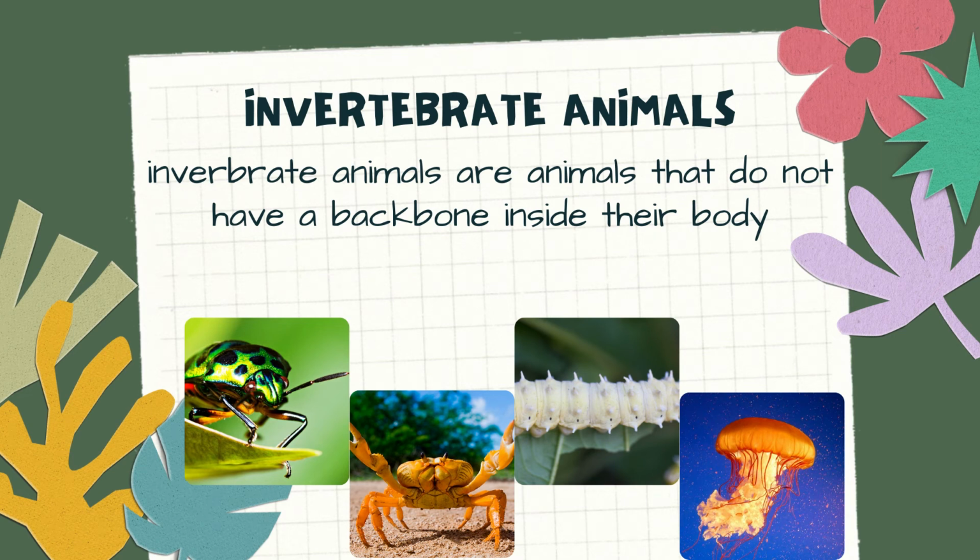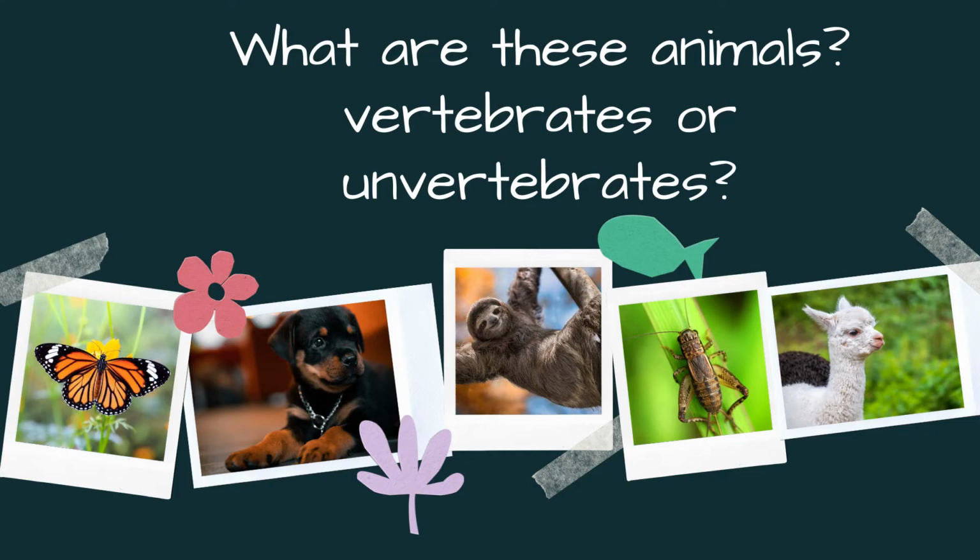Now, in the case of invertebrate animals, those are animals that do not have a backbone inside their body. For example, here we have some insects, a worm, a crab, and also a jellyfish. Let's keep going.